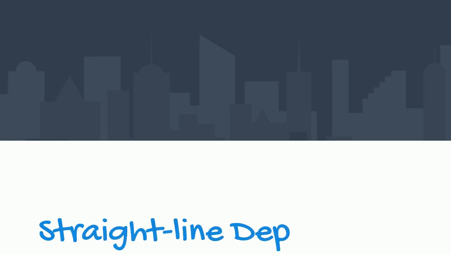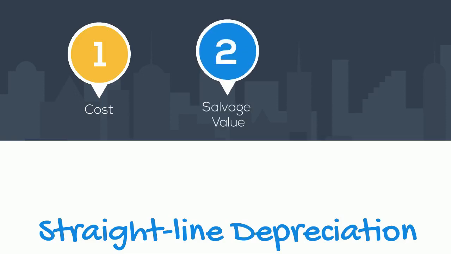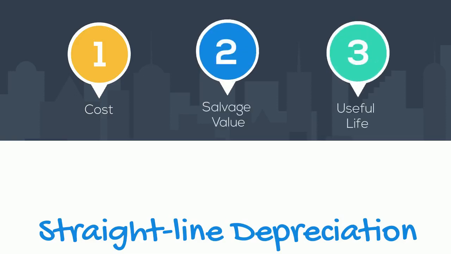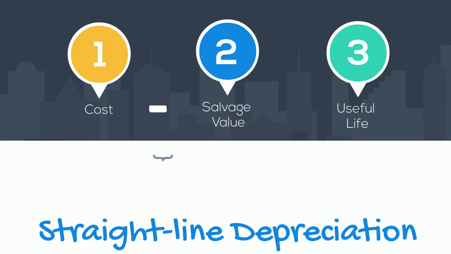Let's calculate some depreciation. Remember, we need to know three things to calculate depreciation: the cost of the asset, the salvage value of the asset, and the useful life of the asset. To calculate straight-line depreciation, we first take the cost of the asset and subtract the salvage value. This is called depreciable value. This is the most that can be depreciated for this asset and is the total amount that can be depreciated if the company keeps the asset for its entire useful life.